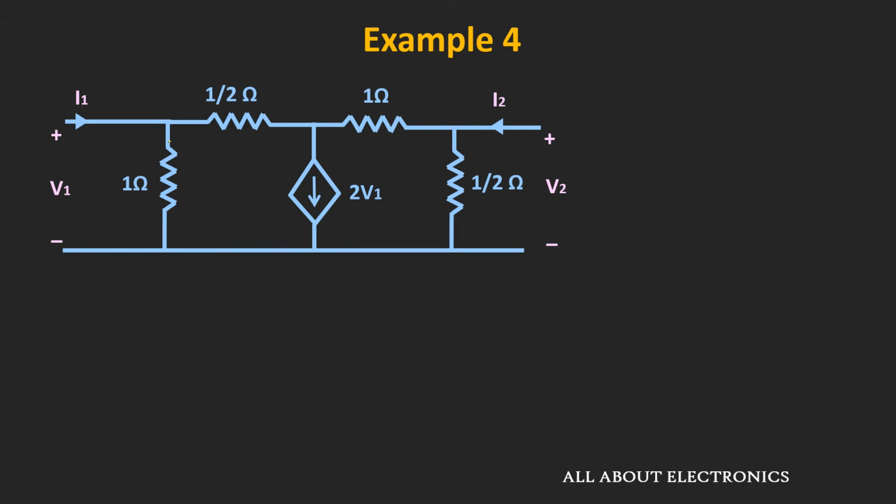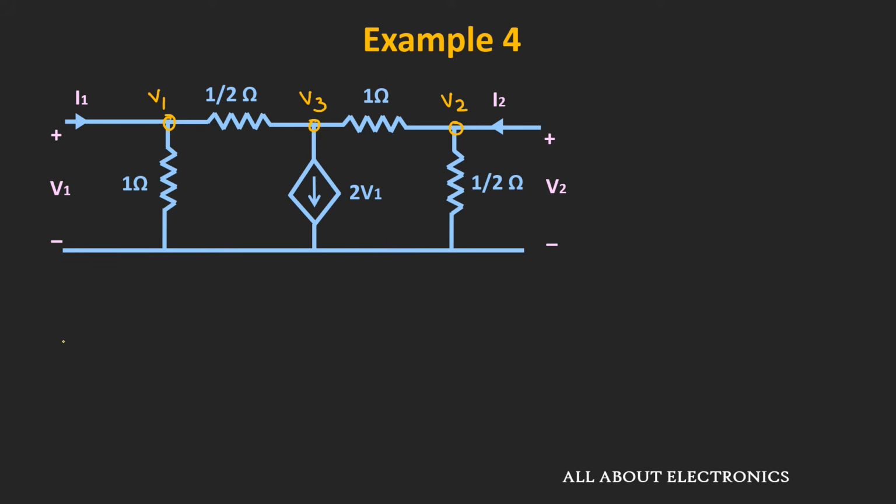So here if you observe, the voltage at this node is equal to V1. Similarly, the voltage over here is equal to V2. And let's say the voltage at this node is equal to V3. So here we will write down the KCL equations at the three nodes. And using those equations, we will find the Z parameters. So first of all, now let us apply the KCL equation at the first node.